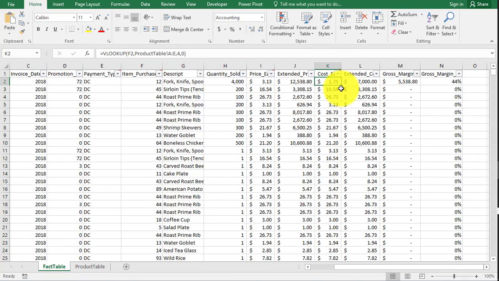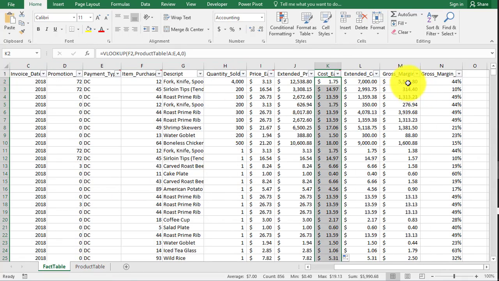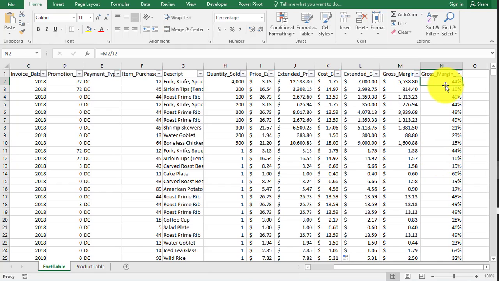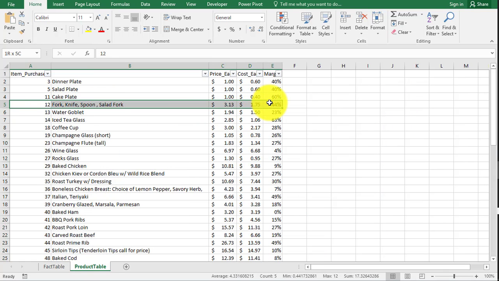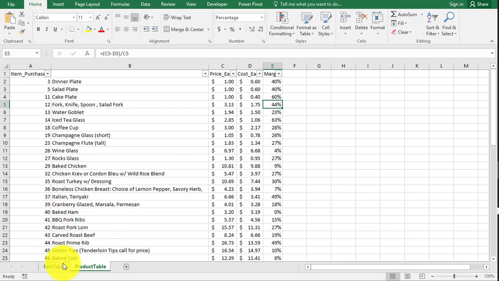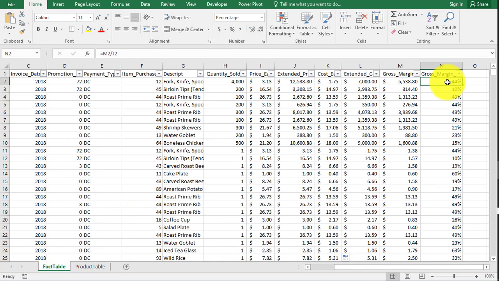How do we know this? Well, when we drag it down, we've got some new numbers here. We got that 44% that I hinted at was the right answer. Now, when you look at item 12, forks, knives, spoons, etc., it's $3.13 and $1.74. There's my 44%. Do I have that there? Do I have that there? Do I have that there? Yes, I have all of that there. So that is how you diagnose fixing that error.